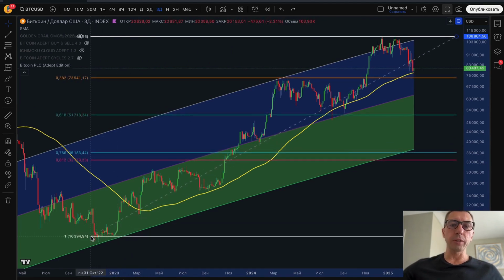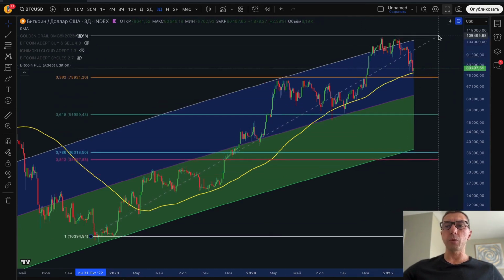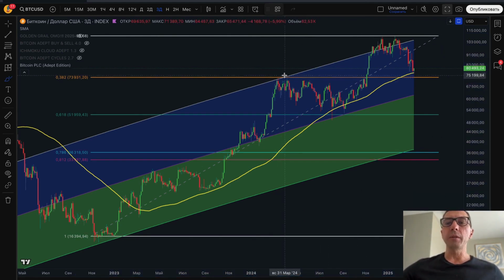From the bottom, where we were, we stretch to these local maximum values, and the 0.382 level currently falls at $73,900 to $74,000. That is to these local maximum values that we had in March 2024, which is a year ago. And a curious person might ask, why exactly 0.382? But very often corrections are precisely to 0.382.